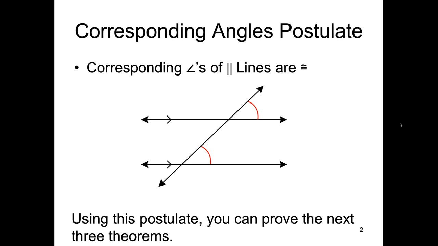So the first thing is that corresponding angles, which are shown here with the red arc marks, are going to be congruent, right? They're in the same place along parallel lines. So if the lines are parallel, then corresponding angles will be congruent. And remember that those arrows mean that the lines are parallel.